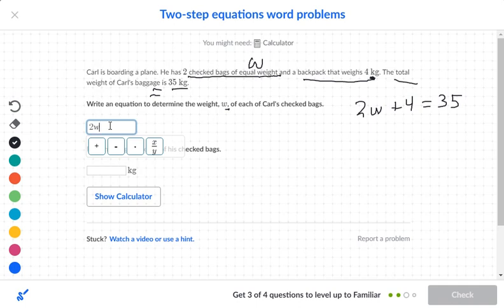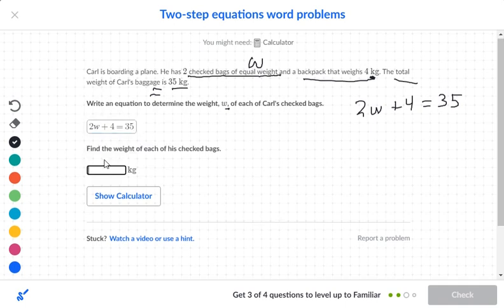So we're going to go 2W, make sure you use the W. We're going to press the plus sign, we're going to press the 4, we're going to press the equal sign, and we're going to go 35. Now, as for the equation, now we're going to solve this down. So find the weight of each of his checked bags.